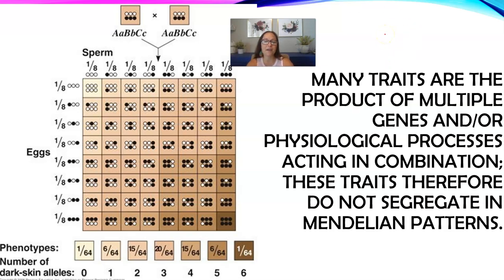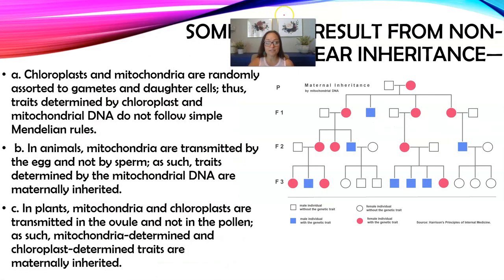But then if you also think about physiological processes, like height in humans, height has a genetic component, but so does nutrition. Nutrition plays a role in height. If a person is malnourished, they're not going to grow to their full genetic potential. So sometimes our phenotypes are not only due to genetics and proteins.